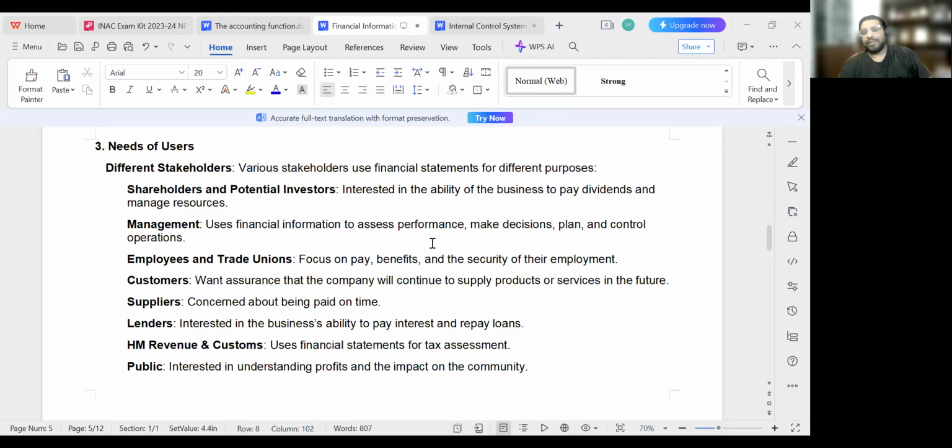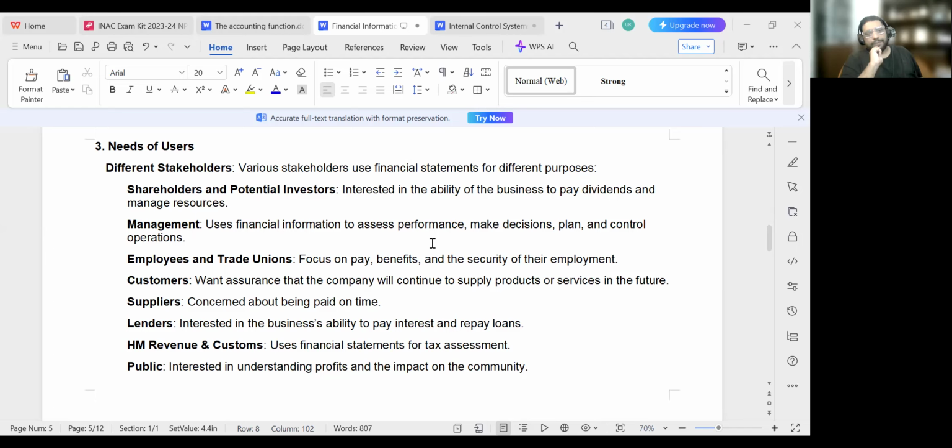The needs of users. So we have users of financial statements, right? Different stakeholders. A stakeholder is a person who can influence the business, or who can be influenced by the business. That's the definition of a stakeholder. You have different types of stakeholders, and they have different needs.